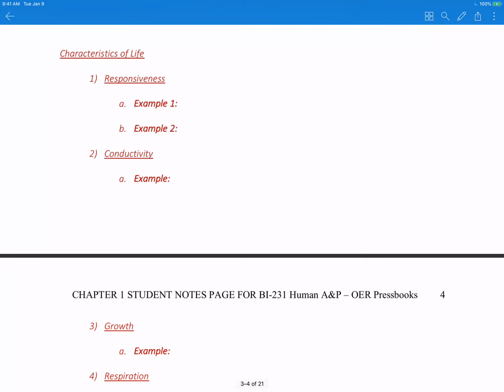We're reading the OER free Pressbooks online book, and we left off in section 1.1 talking about three things that make us alive. I just wanted to briefly review the characteristics of life. So anything that is alive is going to have at least 10 characteristics. One of them is responsiveness.